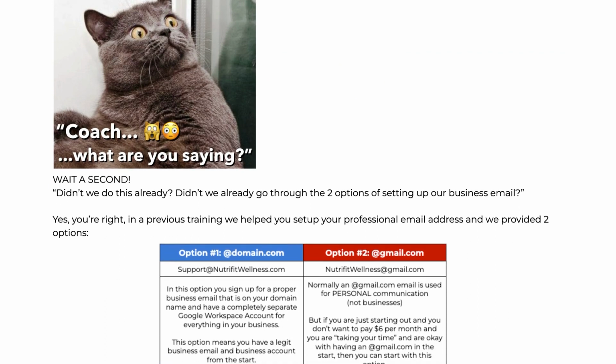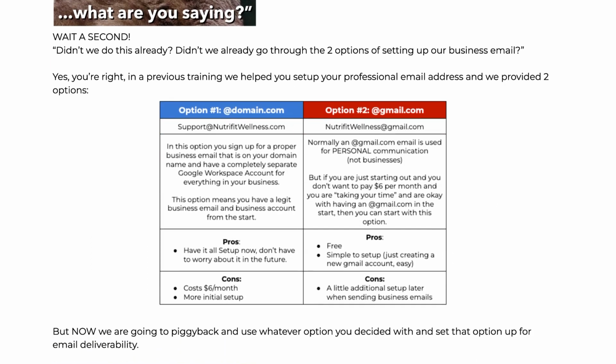Either didn't we do this already, or didn't you tell us that it was okay for us to set up the @gmail.com option, but now you're telling us we've got to have the @domainname.com option. So there's no way to do this free? Are we all screwed who did option number 2 way back when? No. Hear me out here, okay?